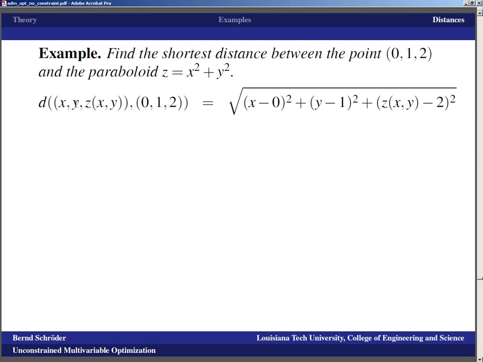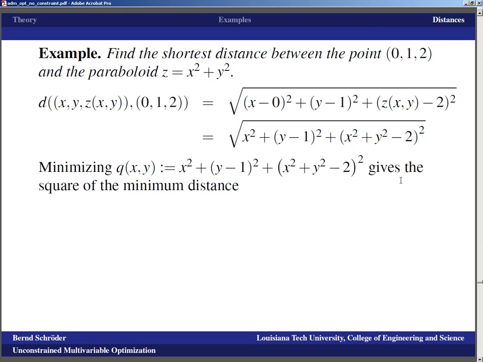It's the square root of the square of the difference in the x components, so (x minus 0) squared, plus the square of the distance in the y components, (y minus 1) squared, plus the square of the distance in the z components, (z minus 2) squared. And of course, z of xy is x squared plus y squared, so we can plug that in. (x minus 0) squared is x squared, (y minus 1) squared stays with us, and then we have (x squared plus y squared) from right here, minus 2, quantity squared.